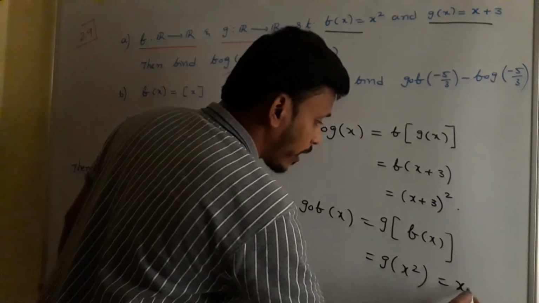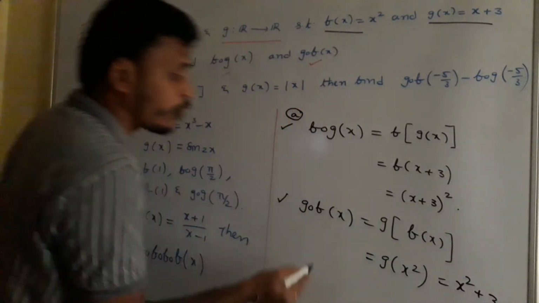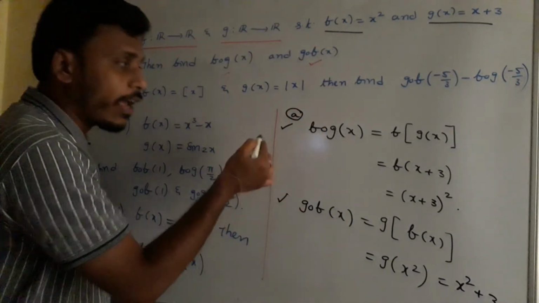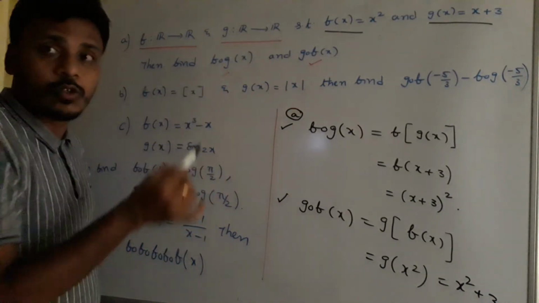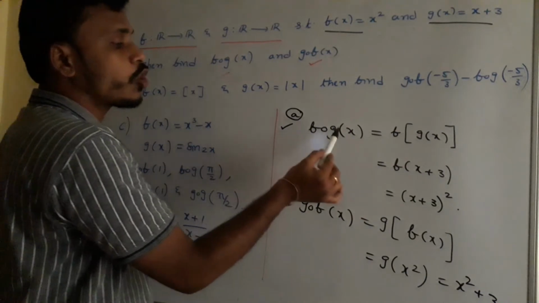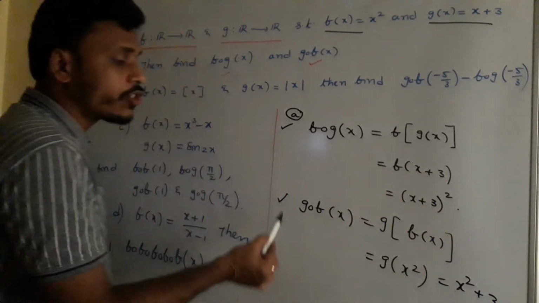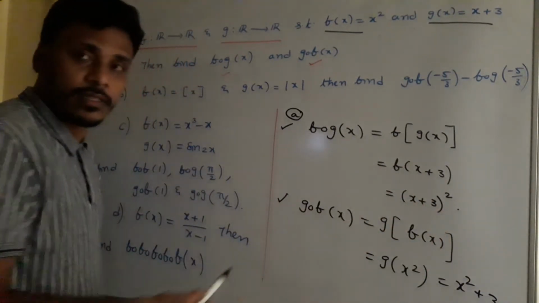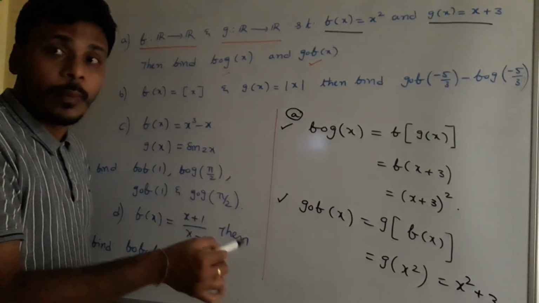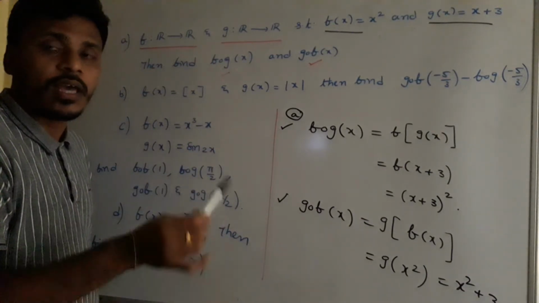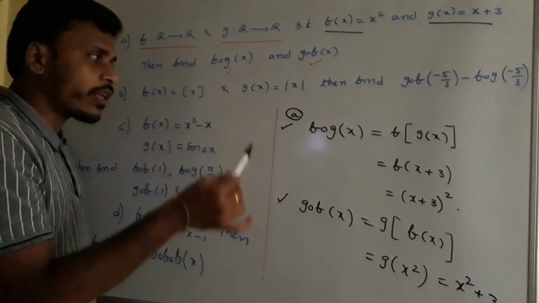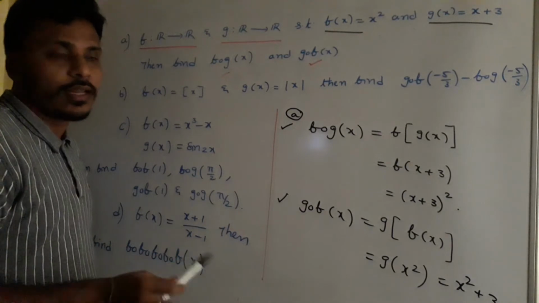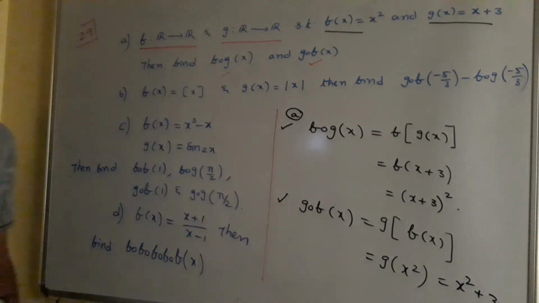x square plus 3. You just observe the difference between this g circle f of x and that f circle g of x. See, the functions f of x and g of x are given like x square and x plus 3. f circle g of x is x plus 3 whole square. g circle f of x is x square plus 3. Both exist for this problem, but they are not equal. In all the cases, in the maximum number of cases, f circle g of x is not equal to g circle f of x. Just have a look first. This is A bit.